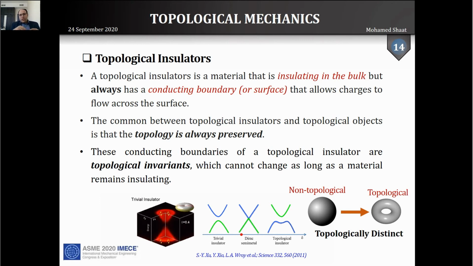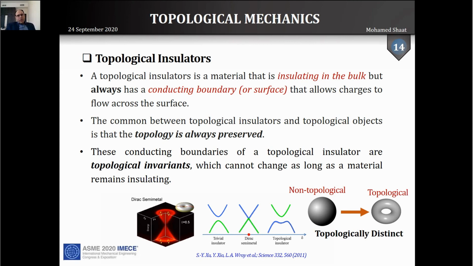And as the trivial insulator is morphed or changed to the topological insulator, this requires closing the gap. This indicates that the trivial insulator and the topological insulator are topologically distinct, because there should be a transition state that requires closing the gap so we can transform one to the other.